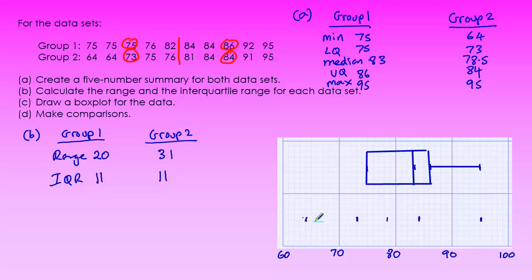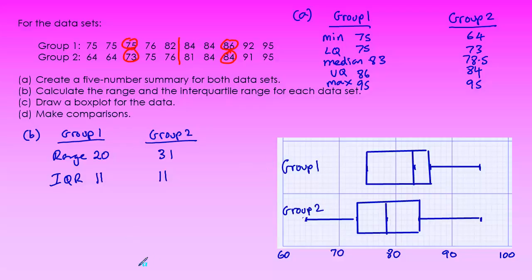So stalk at each end, box around the quartiles, and a line across here. Now of course we should label, so this one is group 1 and this one is group 2.